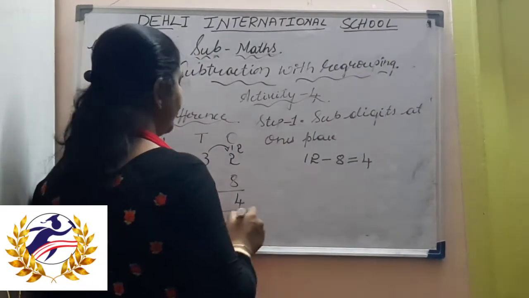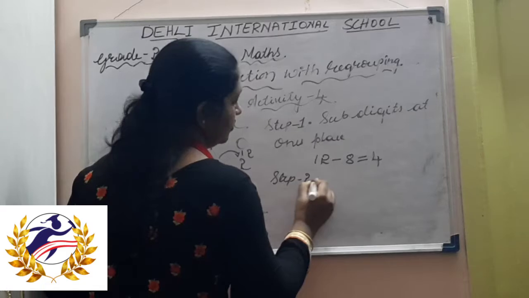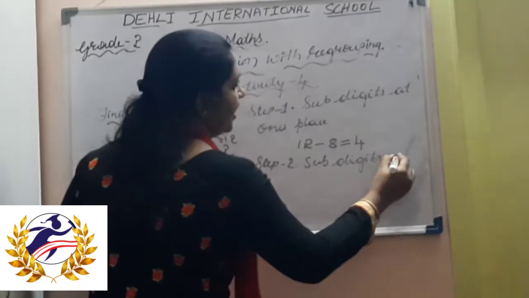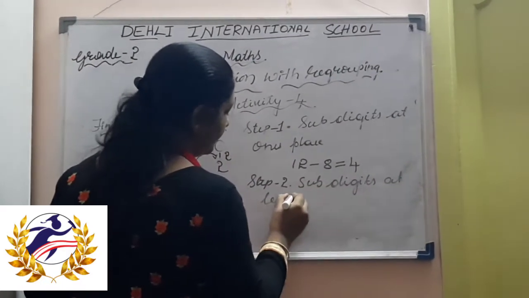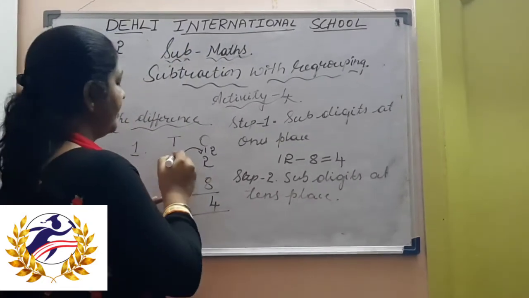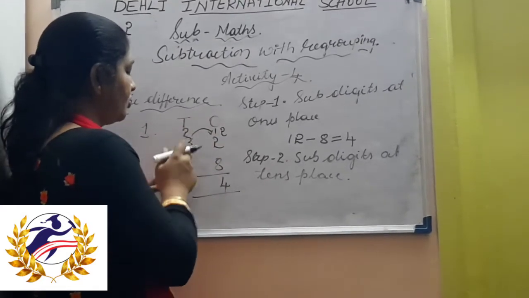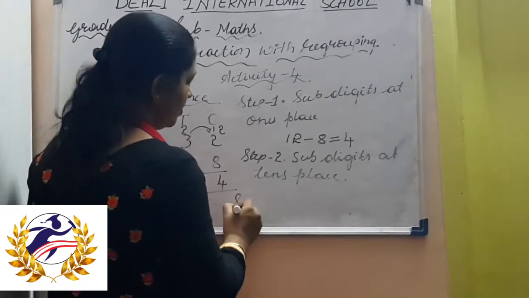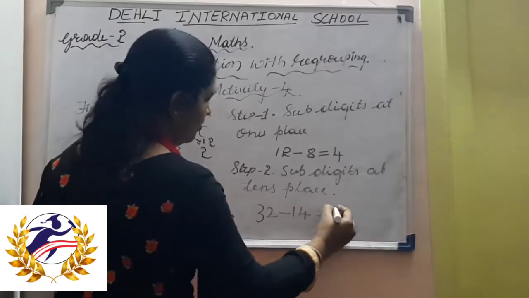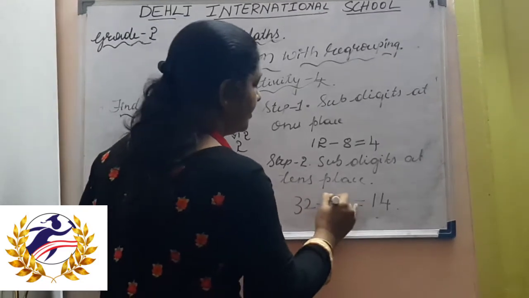Now we have to subtract the digits at the tens place. Step 2. Subtract digits at the tens place. How much is remaining now? That is 2, because we borrowed one. So here it is 2. 2 minus 1 is 1. So the answer is 14. 42 minus 28 is equal to 14.